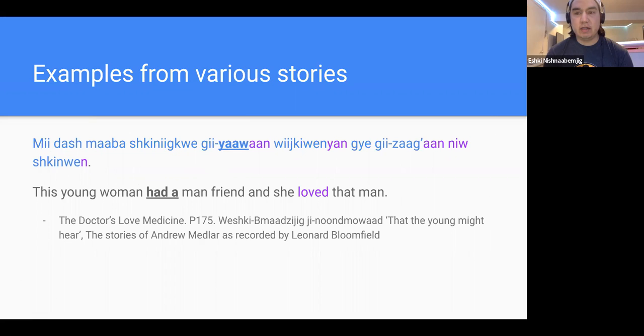And then it says gae gizagan niushkinwen. And she loved him, gizagan niushkinwen. So she loved him, that young man. So shkinwe is young man, and then they obviated it by just adding that n at the end there, shkinwen.